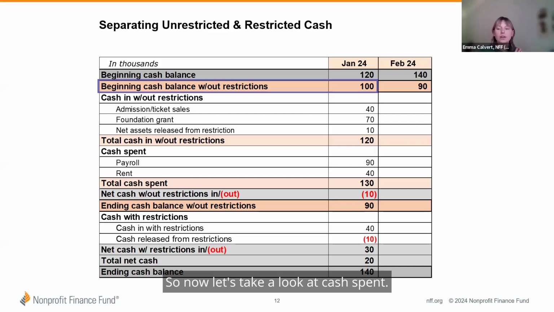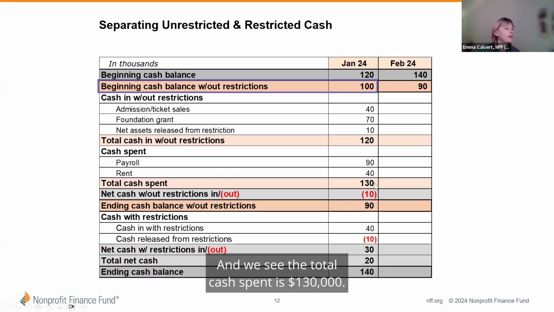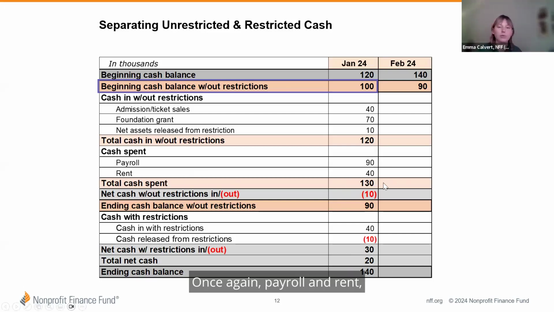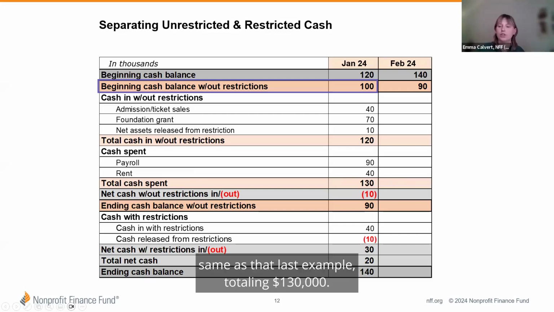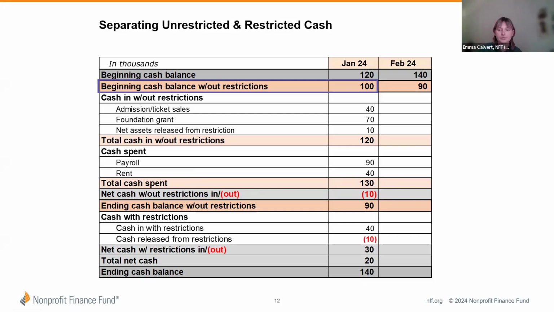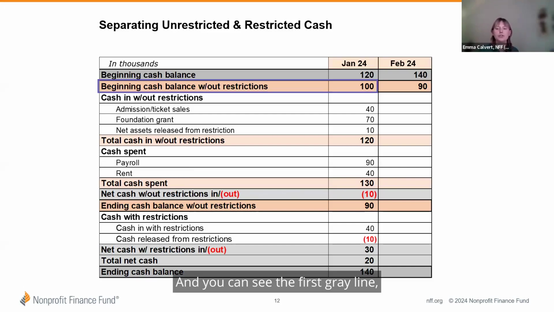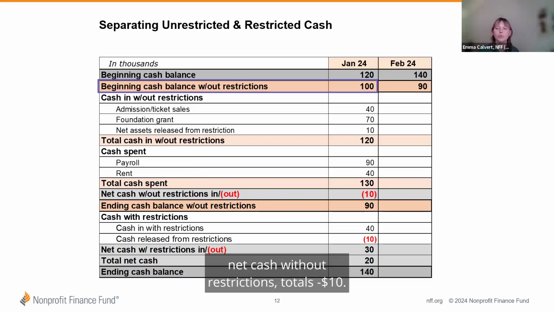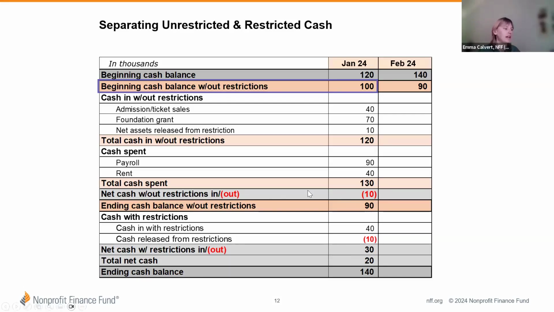So now let's take a look at cash spent. We see the total cash spent is $130,000. Once again, payroll and rent, same as that last example, totaling $130,000. And you can see the first gray line, net cash without restrictions, totals -10.